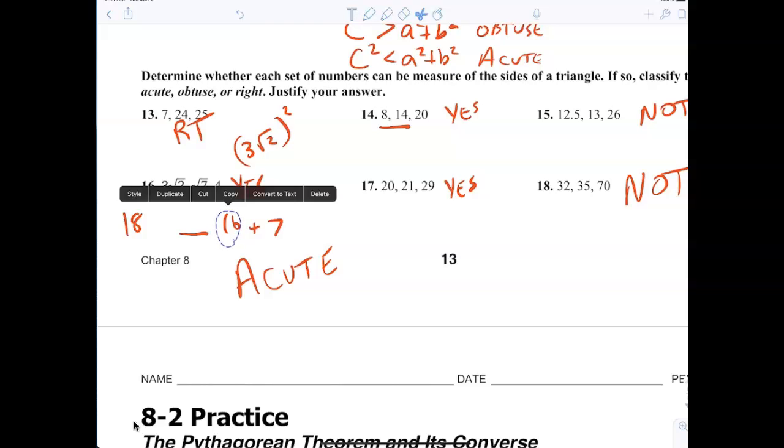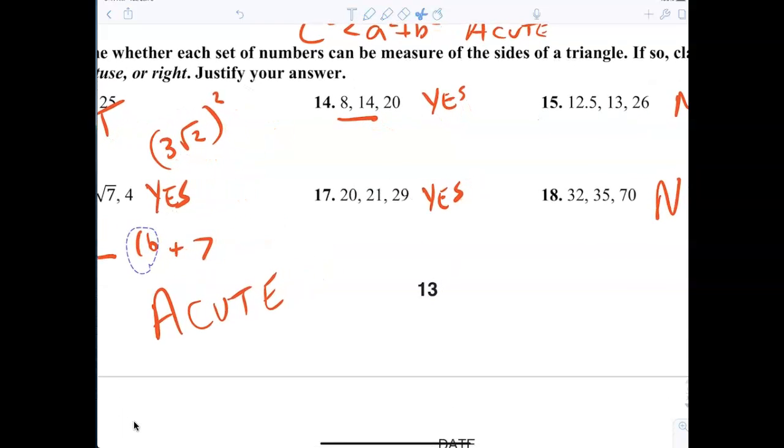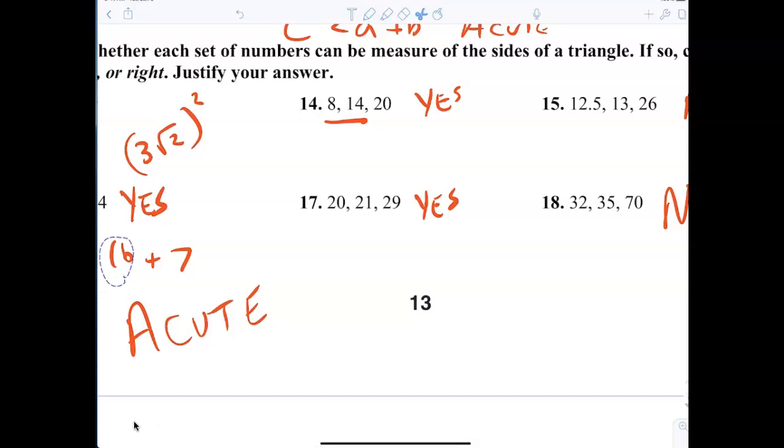All right, guys, that was a pretty good joke. All right. Now you got it. All right, good. All right, here we go.